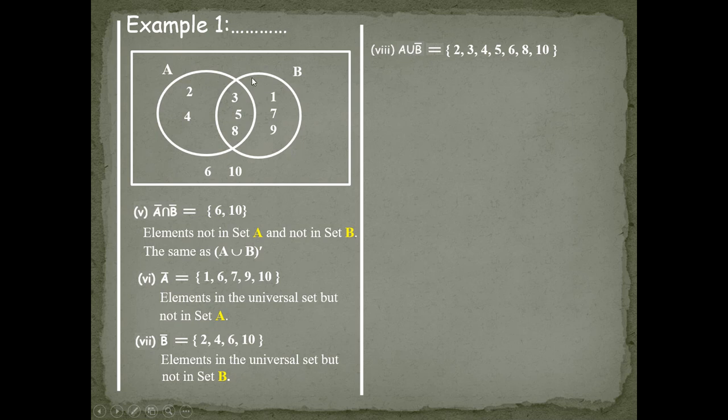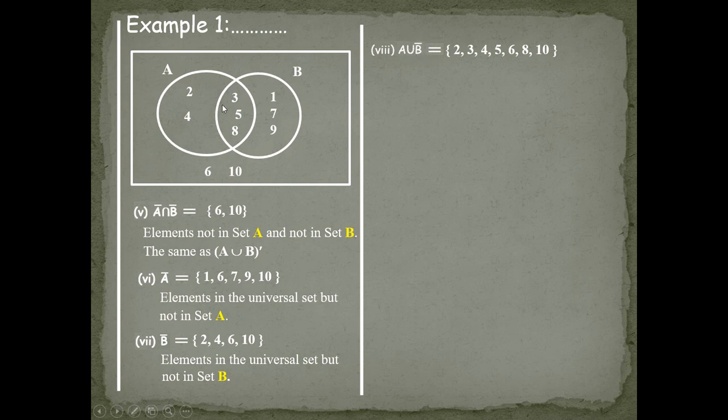Actually, you can use your pencil to shade set A. Shade the whole of set A with your pencil. You shade this part, that is set A. Now, go ahead and shade outside set B. Go to your Venn diagram, outside set B.